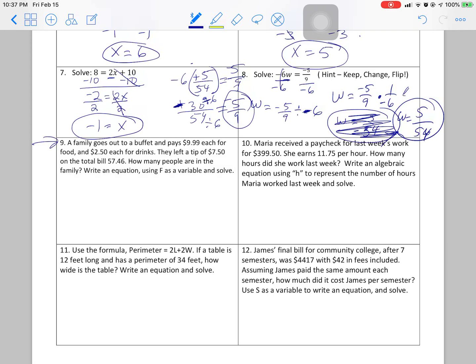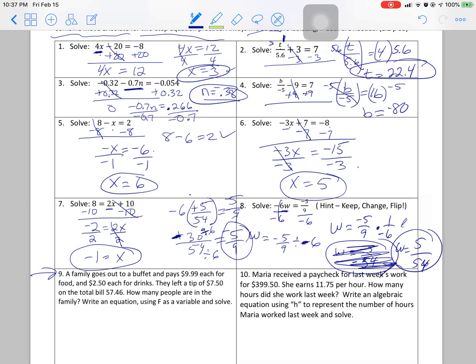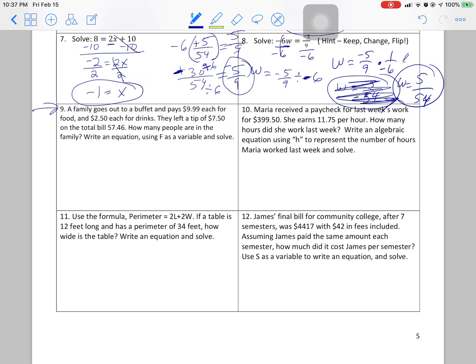Family goes out to a buffet. Is this all numbered right? This is actually numbered correctly. Okay. A family goes out to a buffet and pays $9.99 for food. I'm going to try that again. A family goes out to a buffet and pays $9.99 each for food and $2.50 each for drinks. They left a tip of $7.50 and the total bill was that. How many people came? Write an equation using f as the variable and solve.